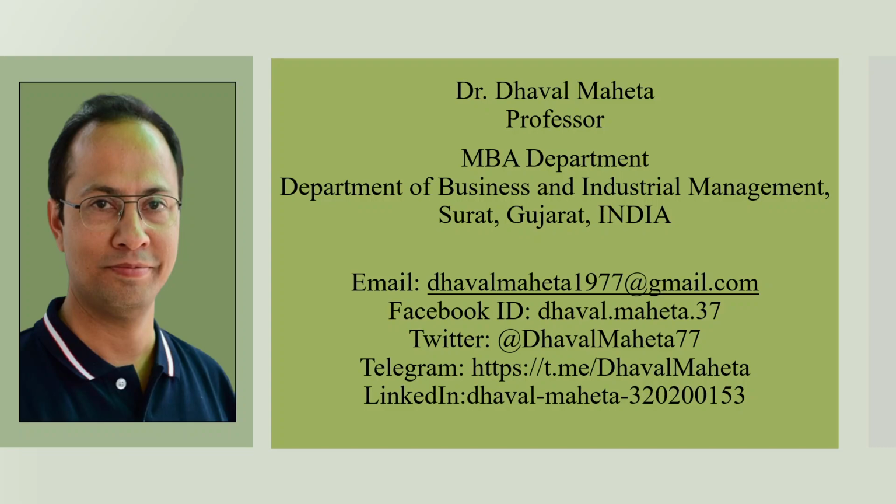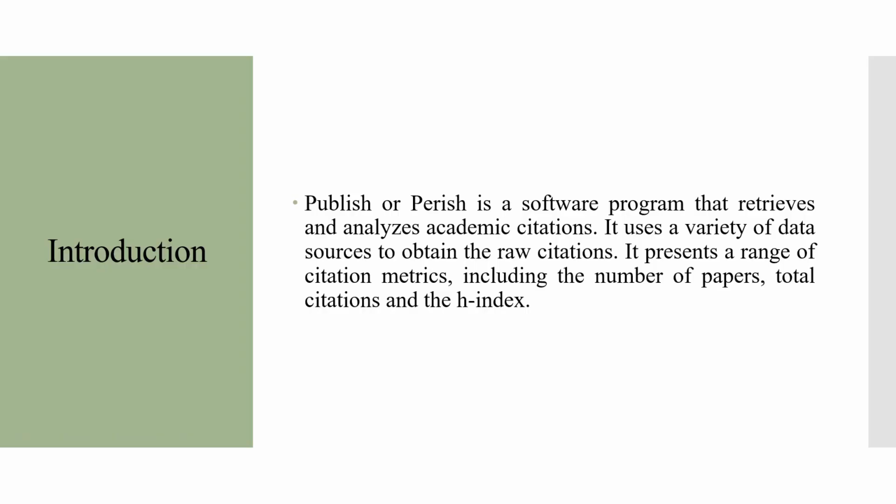This is Dr. Dhaval Maheta, and today we are going to discuss Publish or Perish software used in research. Publish or Perish is a software program that retrieves and analyzes academic citations. It uses a variety of data sources to obtain the raw citations. It presents a range of citation metrics, including the number of papers, total citations, and the H index. Now let's see how we can use this.